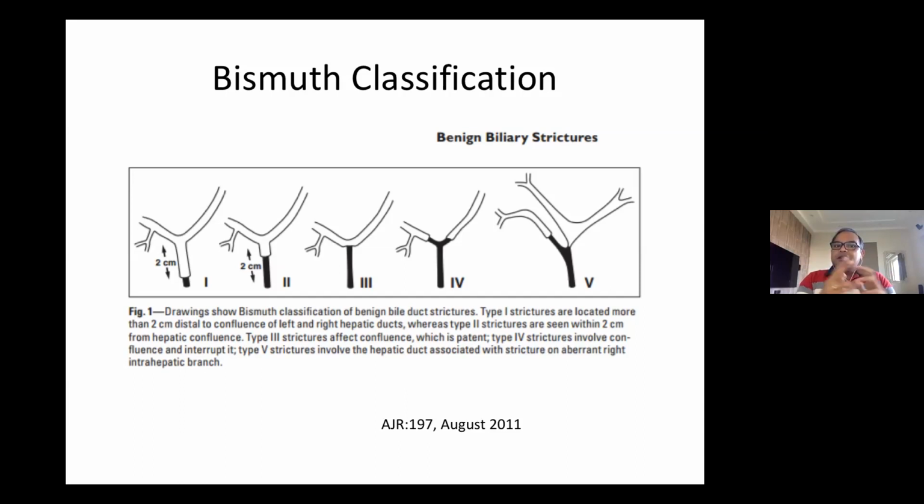Type 1 is if the narrowing is beyond 2 centimeters of the common hepatic duct from the confluence. If it is more than 2 centimeters, it is type 1. Less than 2 centimeters, it is type 2. If it is reaching up to the confluence, but still the left and right hepatic ducts are meeting, it is type 3. Type 4, it has ascended into the intrahepatic part, into the right or left hepatic duct. And type 5 is a specific type of bile duct injury because of aberrant anatomy.